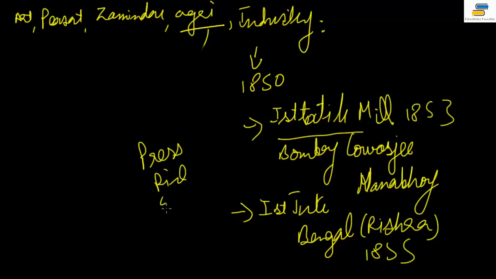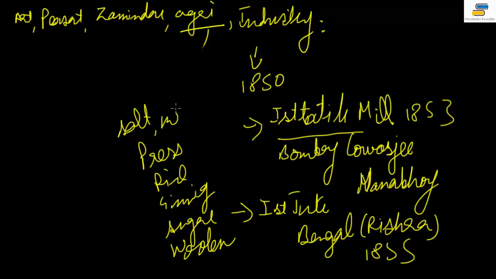rice, and then ginning, and the sugar industry developed a lot. Textile I have already told you. The woolen industry developed a lot, and then all those small industries also, minerals, salt, mica and saltpeter. So all these industries were developed at that time.